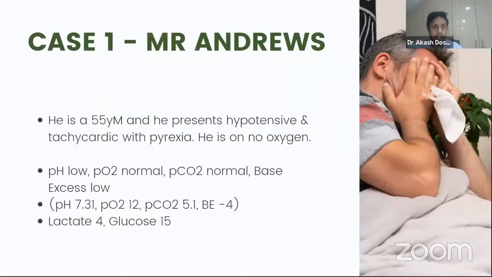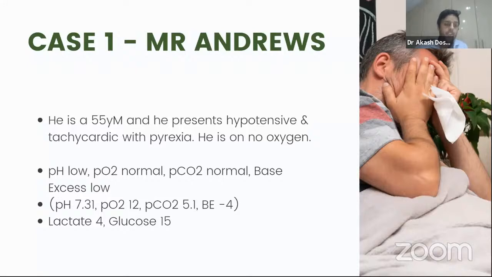So cases. Case 1, Mr. Andrews. Mr. Andrews is a 55-year-old who presents hypotensive, tachycardic with pyrexia, and he's on no oxygen. So that's the clinical context that you want. So we're going to go through CHARMA. C, we've got the clinical context. H, hypoxia. The PO2 is normal. He's not on oxygen. We're reassured.